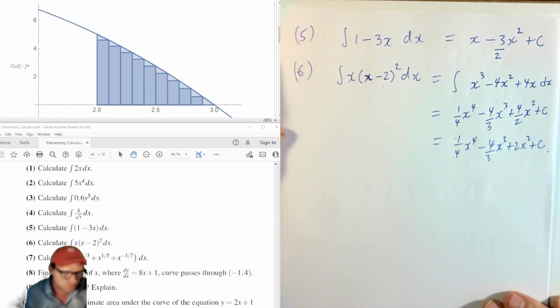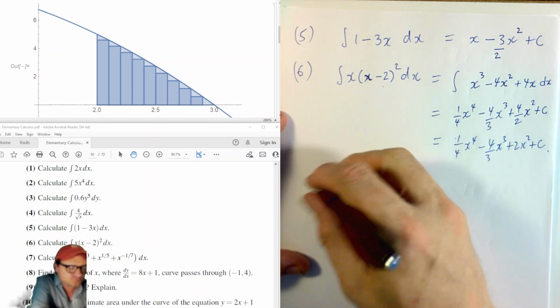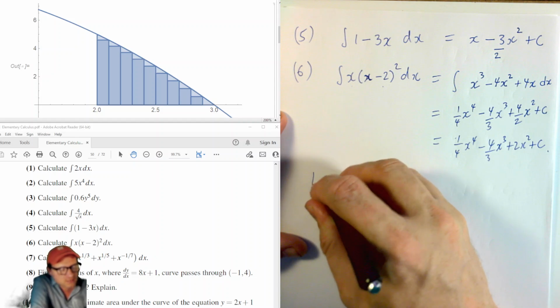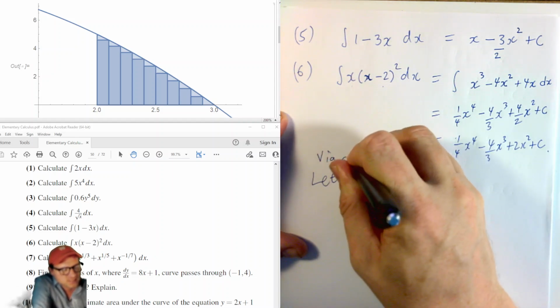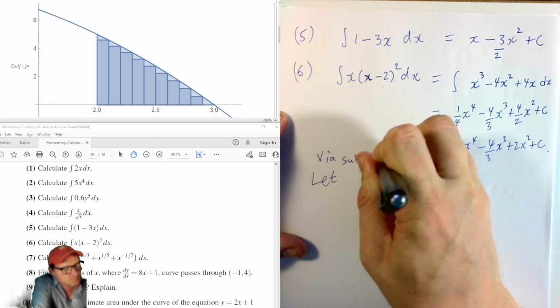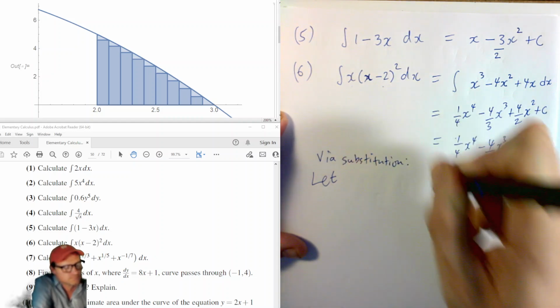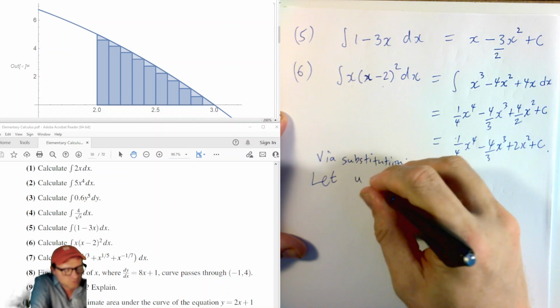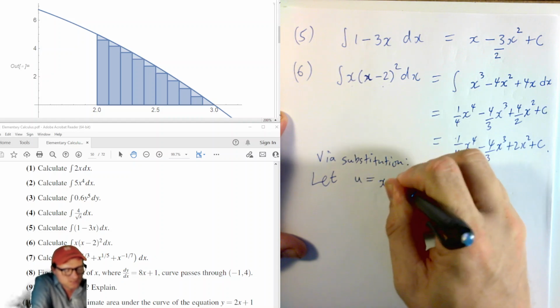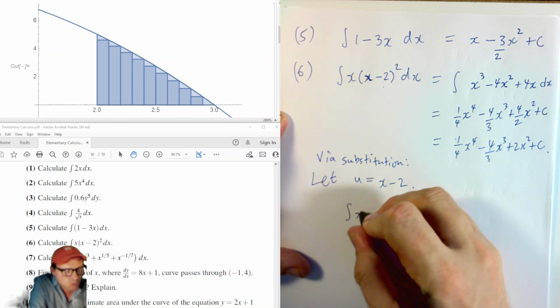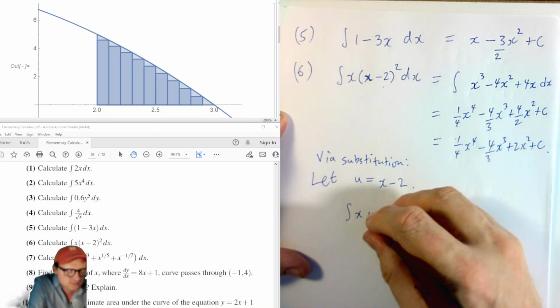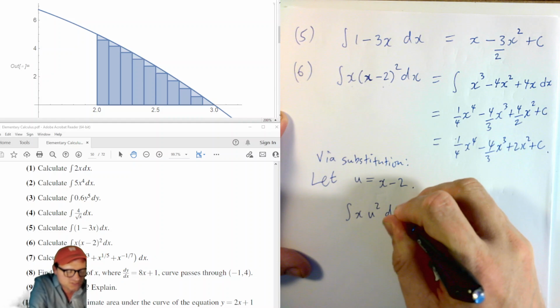But let's see whether we can do this one also by substitution. Okay, so now let's say, via substitution, let u be equal to x minus 2. Okay, and so then we would have the integral of x times u squared with respect to x.